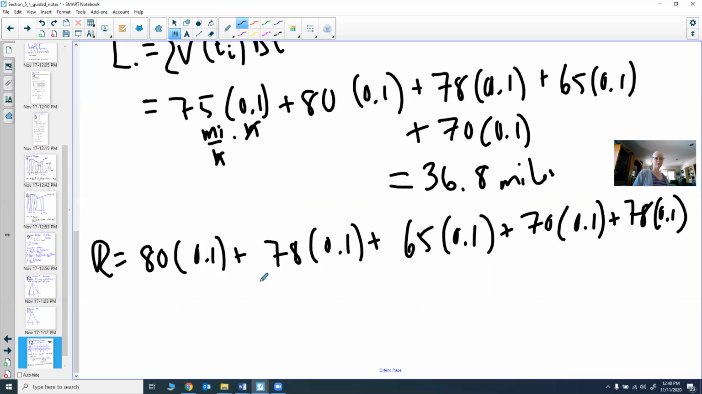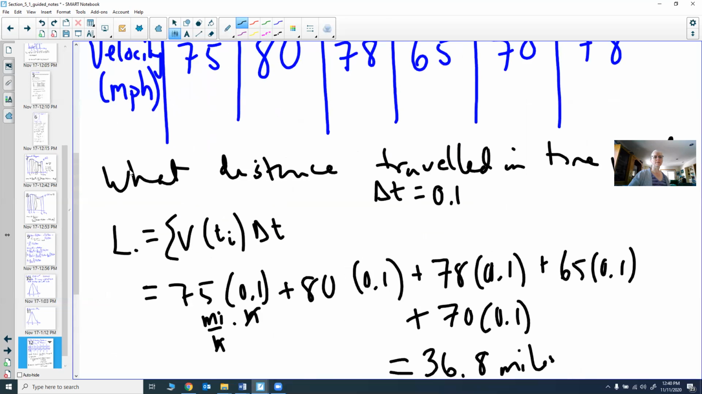And I get 37.1 miles. So in this time frame where I was measuring this, I went between 36.8 and 37.1 miles, so about 37 miles in this time period. And so you can always find distance doing the exact same thing.